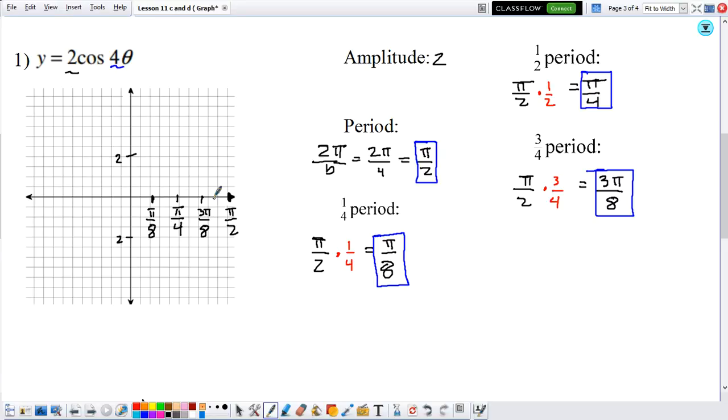So now let's do the same here, but now for the negative points. All the way on the left, we're going to have negative pi over 2. Right here in the middle, we're going to have negative pi over 4. 1/4, negative pi over 8. And 3/4 is negative 3 pi over 8.